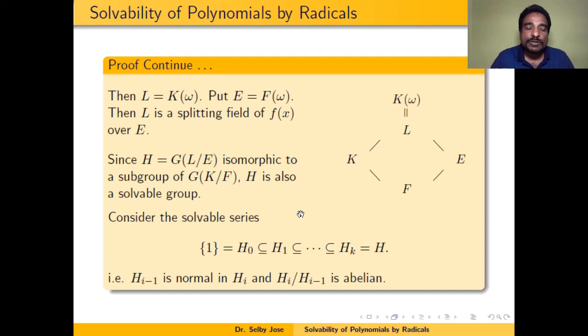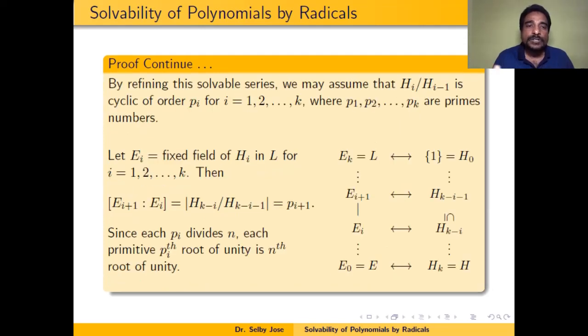So therefore H has a solvable series. Let the solvable series of H be identity equal to H0 contained in H1 and so on, contained in Hk equal to H, where Hi minus 1 is normal in Hi and Hi mod Hi minus 1 is abelian, because it's a solvable series of H. So by the Galois correspondence, we have a one-to-one correspondence between the subfields of L containing E and the subgroups of H.